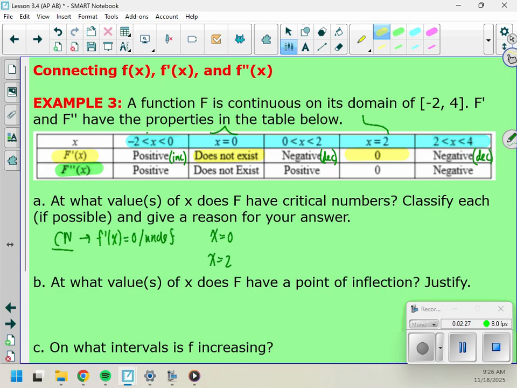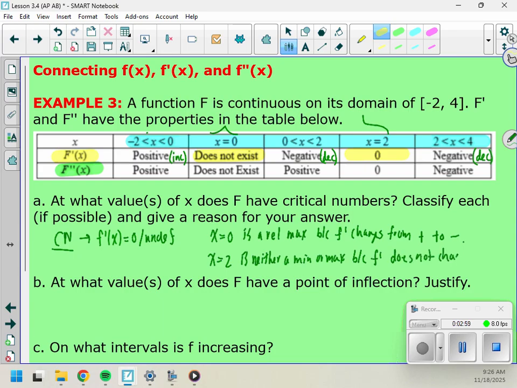So I would state that x equals 0 is a relative max because f prime changes from positive to negative, and x equals 2 is neither a min or max because f prime does not change sign. Okay.